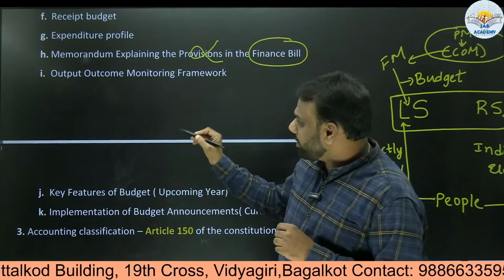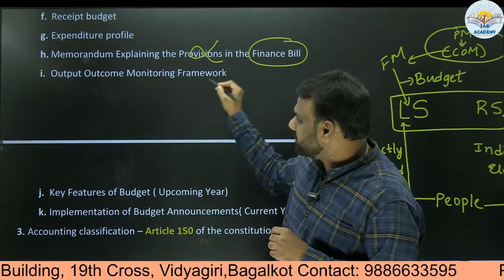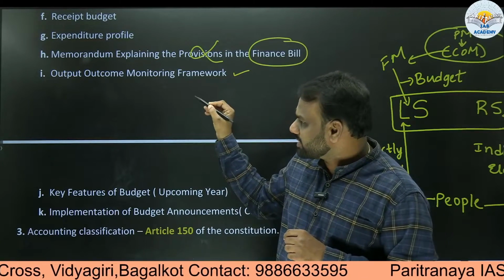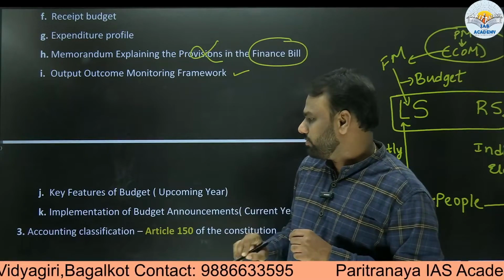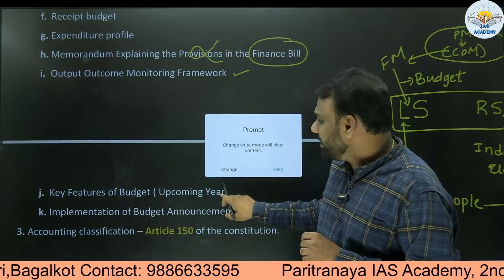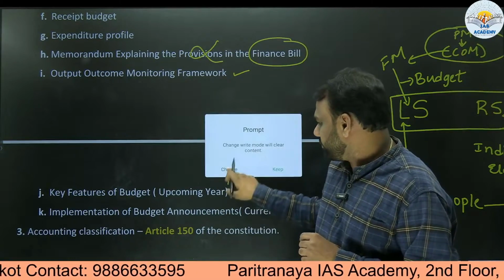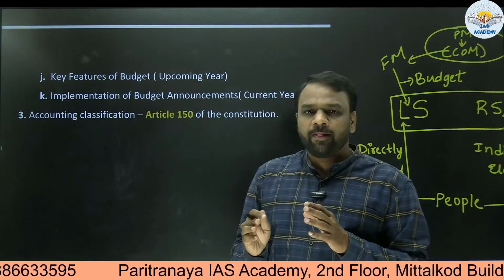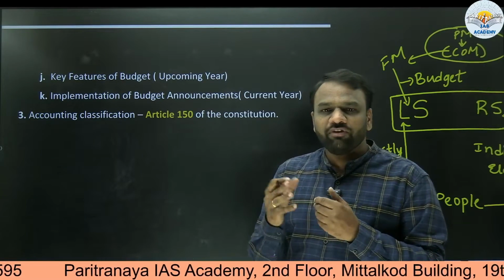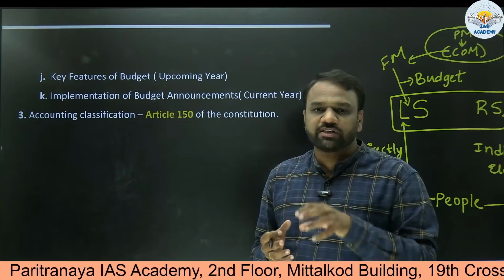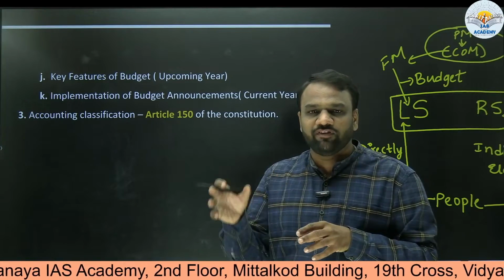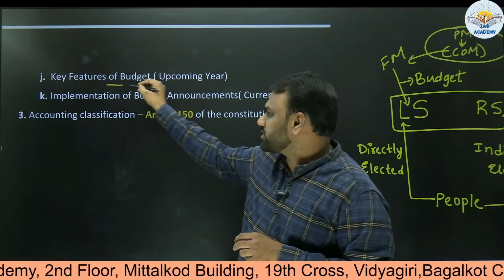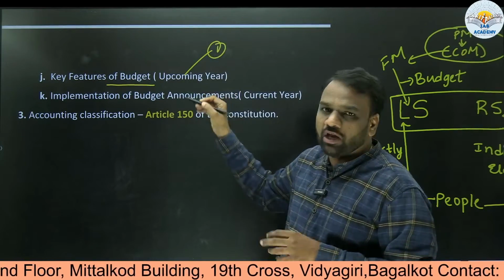Next we have one more report or data which is released, that is the outcome monitoring framework. This is also very important. We shall discuss this framework in detail later on. Next, apart from that, key features of the budget are presented. Okay, key features, not in detail but key features. Key features means what are the various expenditures that we will be doing in a budget, which sector we will be focusing more on, whether agriculture sector or defense sector. At a superficial level, whatever information is presented is called the key features of the budget. So this is also presented along with the budget.